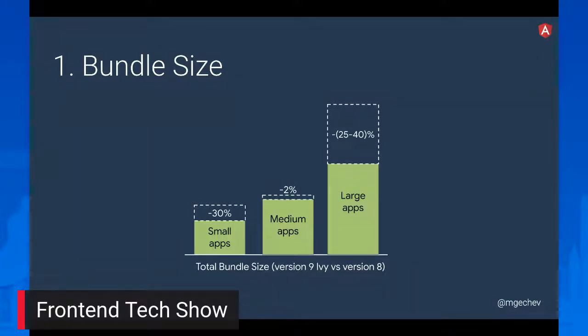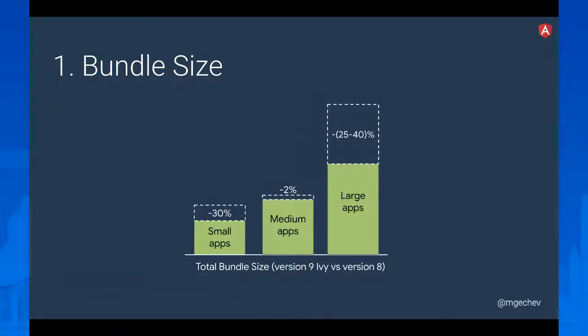For large applications where you're using most of the framework, and we cannot tree-shake most of it because it's already part of the features that you deliver to your users, you can still expect significant improvements because we're generating much more compact instructions for rendering of your templates.